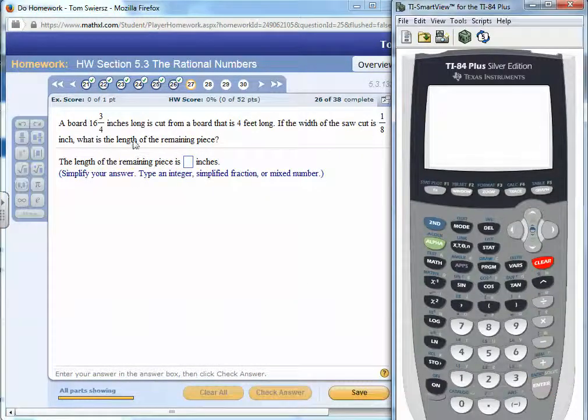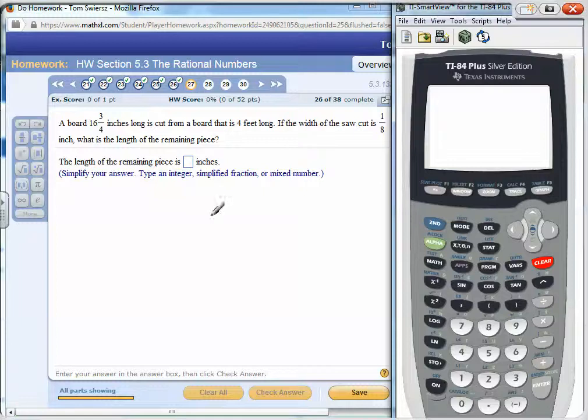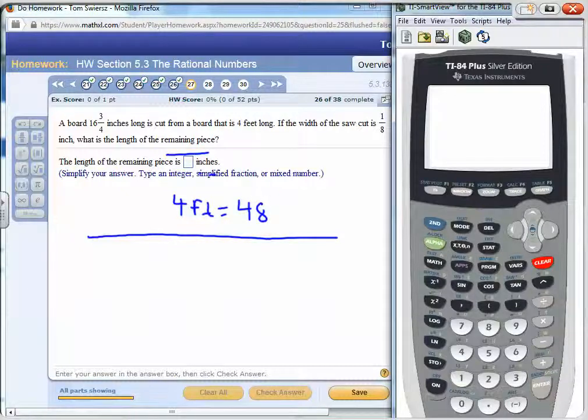Okay, a board 16 3/4 inches long is cut from a board that is 4 feet long. If the width of the saw cut is 1/8, what is the length of the remaining piece? So our board altogether is 4 feet, right? But we're going to do everything in inches. So 4 feet is 48 inches, so the board is 48 inches.